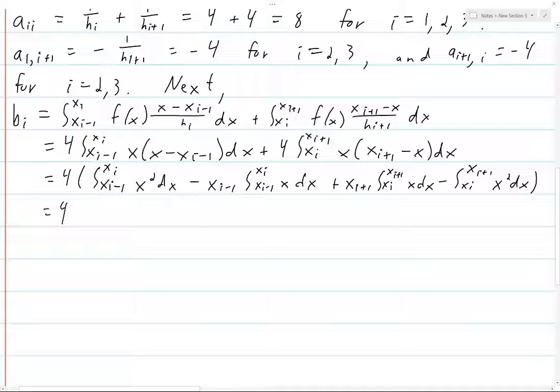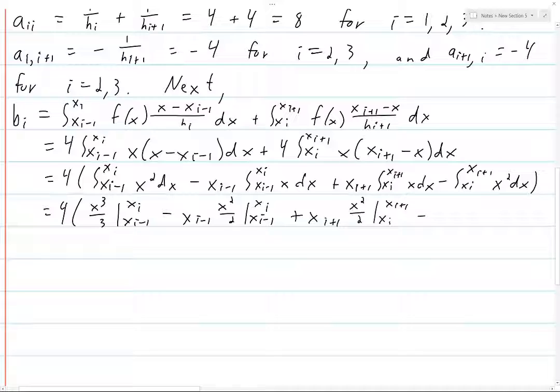So this is 4 times, now this is just x cubed over 3 evaluated from x_{i-1} to x_i, minus x_{i-1} times x squared over 2 evaluated from x_{i-1} to x_i. Now we're going to add x_{i+1} times x squared over 2 evaluated from x_i to x_{i+1}, and we subtract x cubed over 3 evaluated from x_i to x_{i+1}. Alright, and now we actually evaluate this.